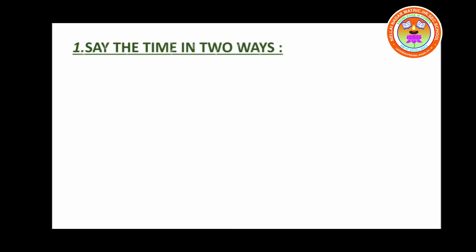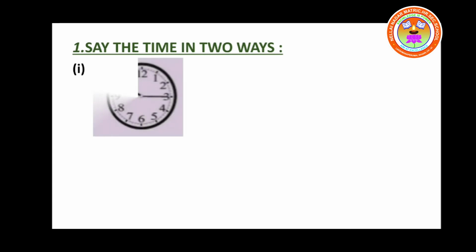Now problem number 1. Say the time in two ways. Now you have to see the clock, observe the time, and you have to say the answer in two ways. Let us move on to the first subdivision. See, by seeing this, what did you observe?